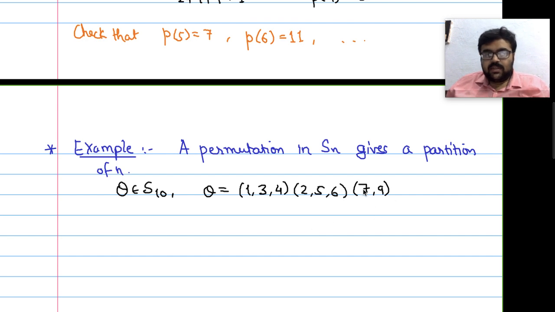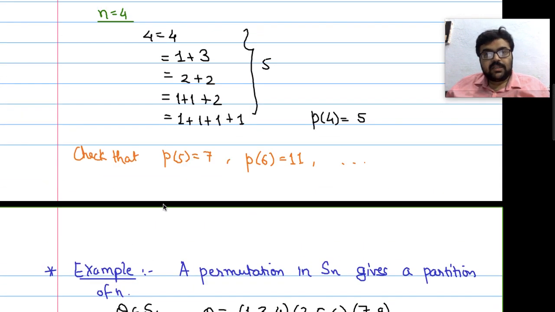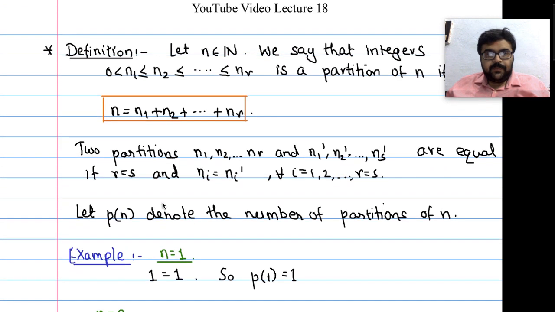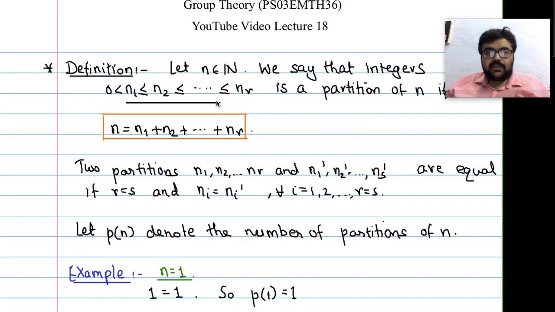How do we know that it is up to 9? We are sure it is an element of S9, but here we are given it is an element of S10. So how does it give a partition of n? How does it give a partition of 10? What is a partition of 10? First of all, let us recall the definition again. It is a set of all integers satisfying such a condition that their sum is n. So the sum must be 10.